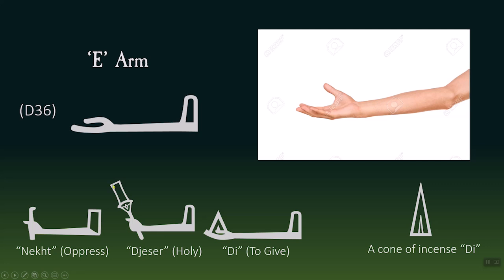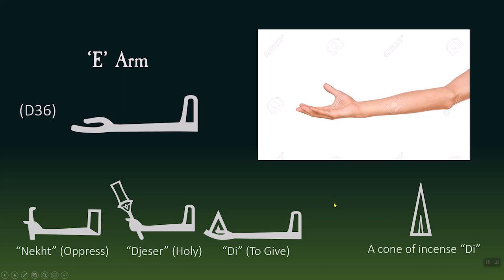Similarly, you'll see an arm holding a holy scepter or a magic wand. This is Jesher, and it means holy. Or most commonly, you will see an arm holding a little cone of incense, like depicted here. Or you may just see the cone of incense on its own, and in both cases, this means to give. So this means to give a gift to the gods.